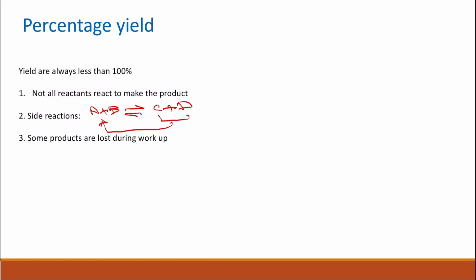So there are several reasons why the yield may not be 100%, and usually we will never be able to get 100% yield of a reaction. The yield will always be less than 100%. The higher the yield, the better the reaction.